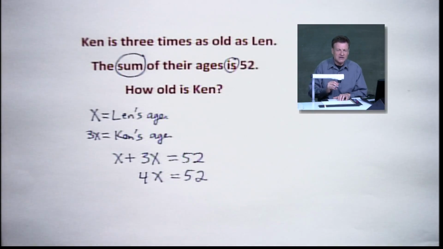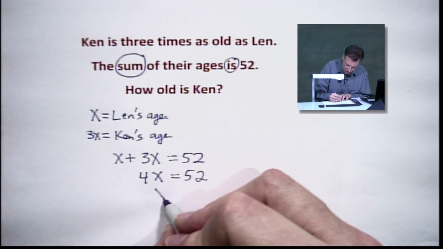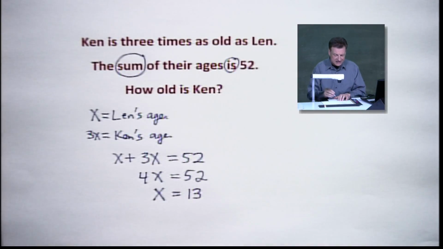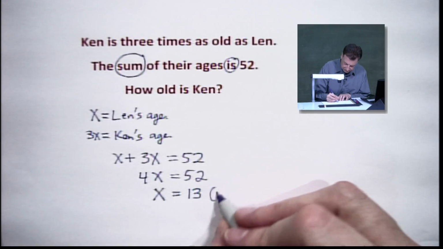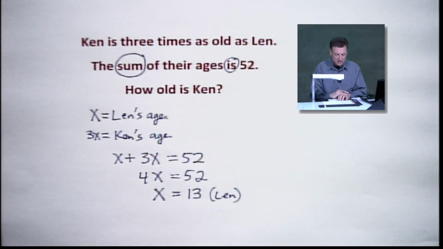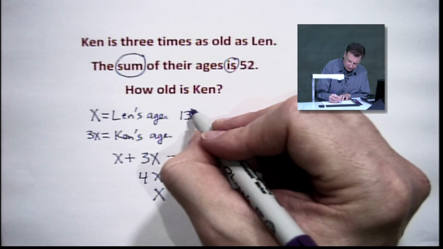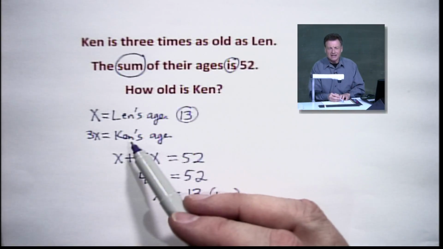4 divides into there evenly. It goes 13 times, doesn't it, folks? Y'all are good out there. Y'all knew that. So we're going to get 13. And guess what? That's Lynn. That's how old Lynn is. Question didn't ask about Lynn, but we're going to go ahead and put him up here. He's 13. It asked about Ken.